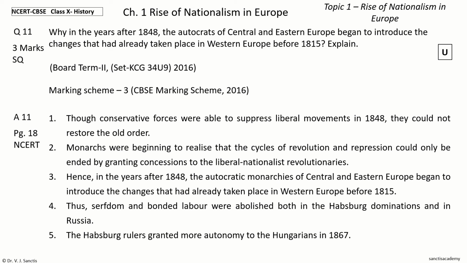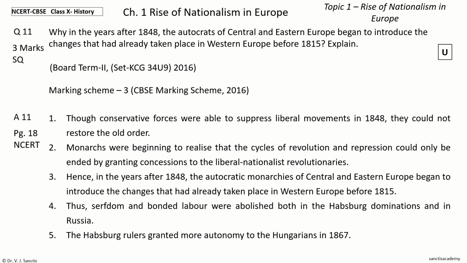So the Habsburg rulers granted more autonomy to the Hungarians in 1867. What does this mean? They granted more freedom to rule to the Hungarians in 1867. The Habsburgs of Austria had conquered an area of Hungarians. Hungary is a separate country now. So they had conquered them, and at that time Hungary was part of Austria. What happened is the Hungarians were revolting. So they said, okay, let's find a middle ground. We will give you more autonomy, or more self-rule, so that you can make your own laws, etc.